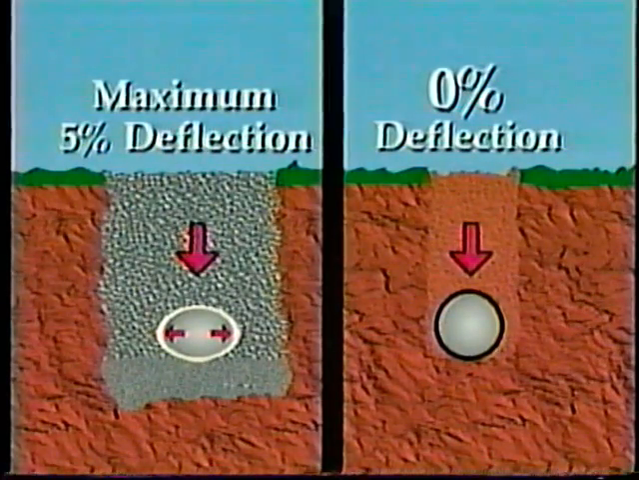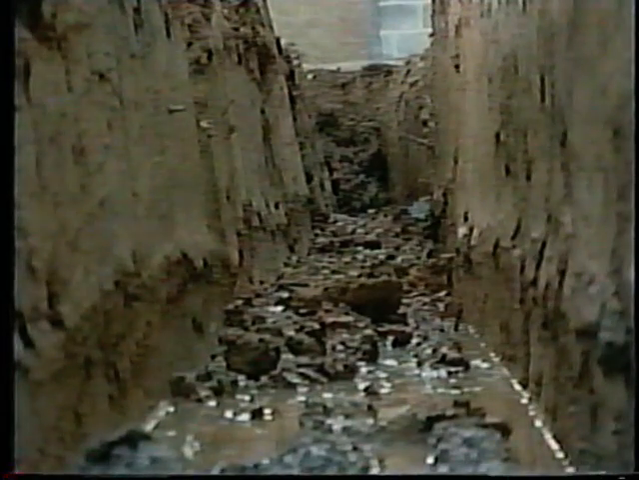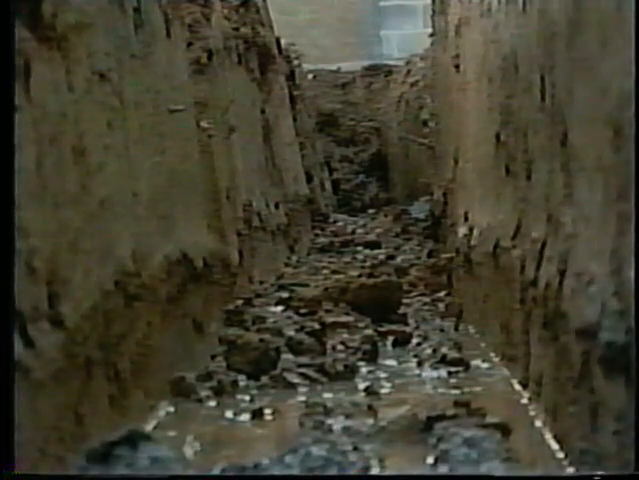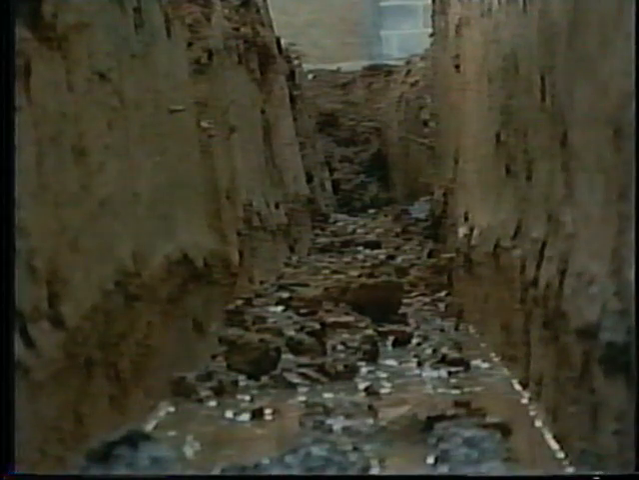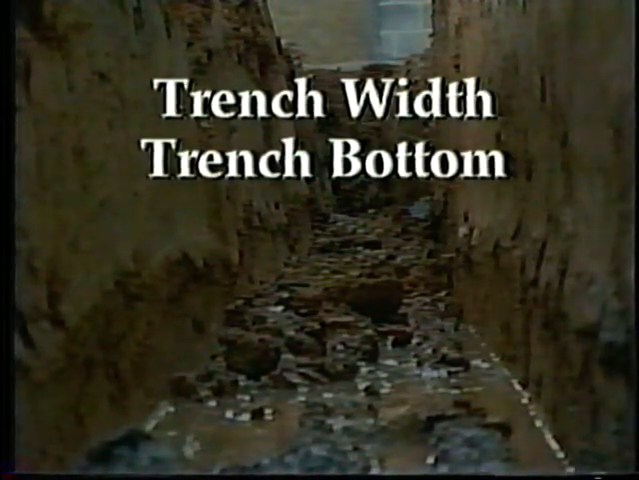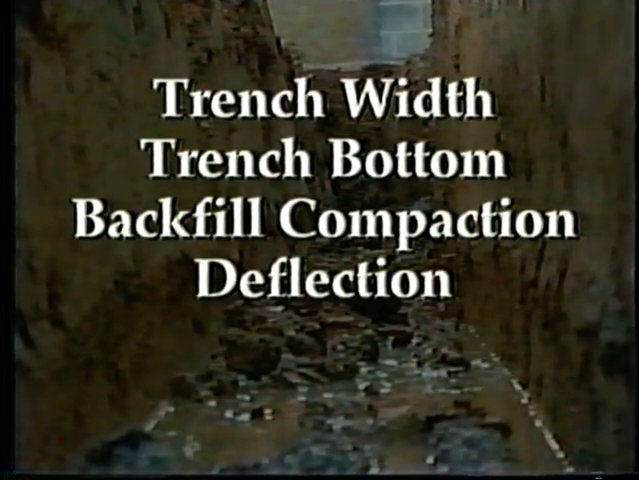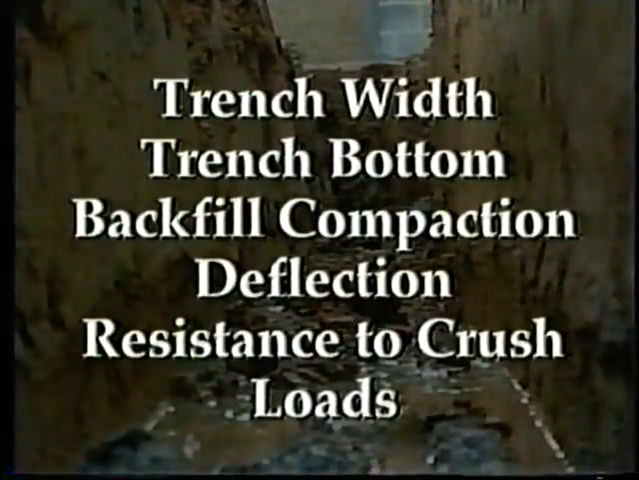Flexible piping systems are designed to use the side fill stiffness of trench construction to limit the outward deflection as earth and live loads are exerted on the top of the pipe. There are 5 major differences in installation to consider between rigid and flexible piping in an underground installation. They are trench width, trench bottom, backfill compaction, deflection, and resistance to crush loads.